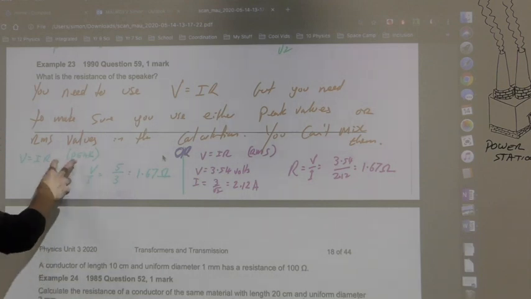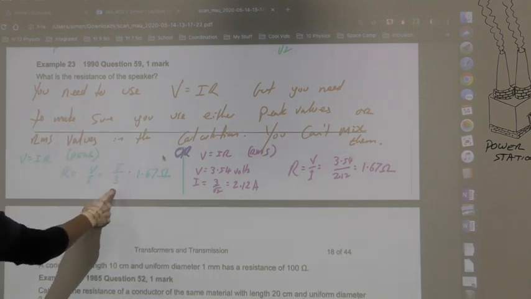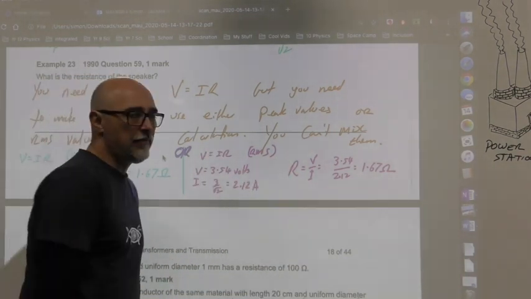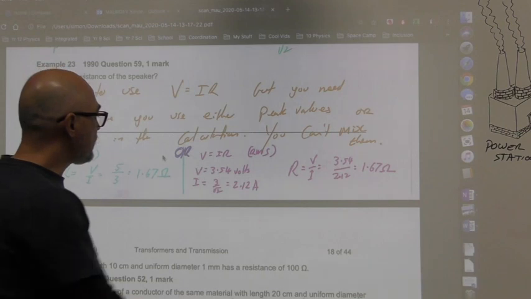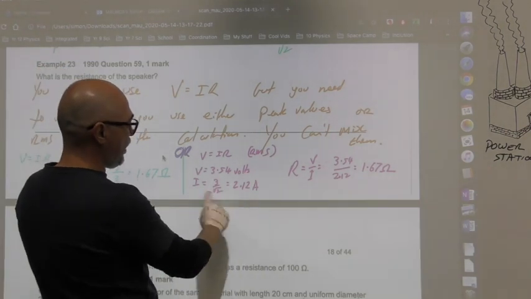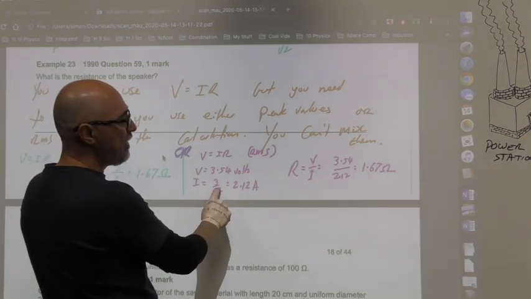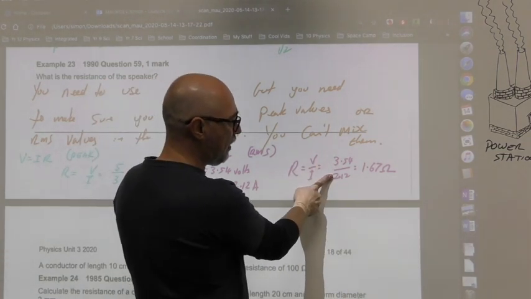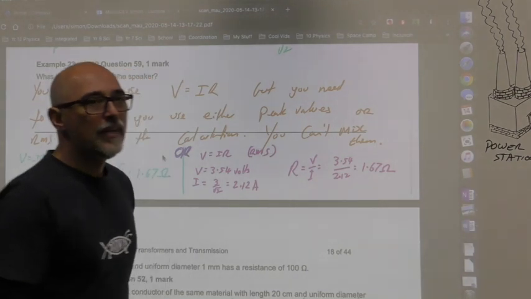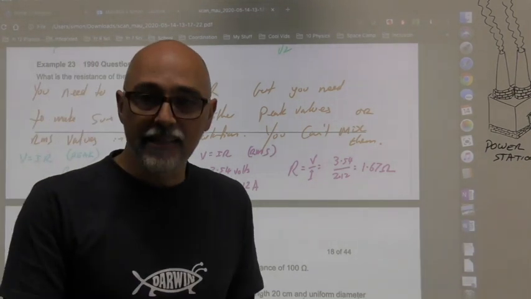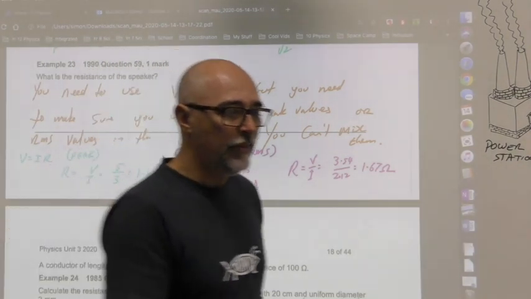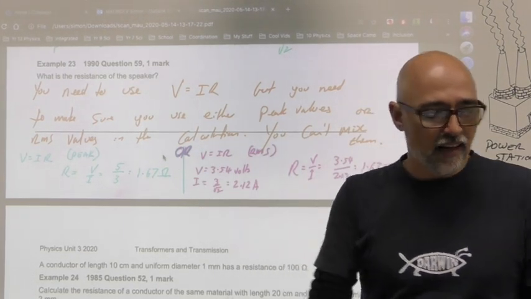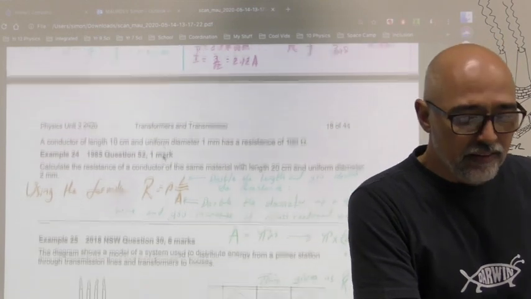If you use the peak values, as you can see, 5/3, 1.67 ohms, okay? Here, I've done the same calculation using RMS values. I had to calculate the current RMS first, and then I put the RMS value of voltage over the RMS value of current, and I got the same value. So they are consistent with each other. If you think about it mathematically, the root 2's obviously cancel out.